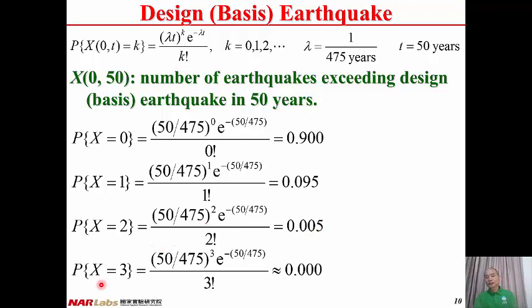The probability of X equal to 3, lambda T to the power 3 divided by 3 factorial multiplied by exponential minus lambda T, is very small, close to 0. Therefore, the probability of no earthquake exceeding the design basis earthquake in 50 years is 0.9. The probability of one earthquake exceeding it is 0.095, very small. The probability of two earthquakes exceeding it in 50 years is 0.005, very, very small. And the probability of three earthquakes exceeding the design basis earthquake is very, very small, close to 0.